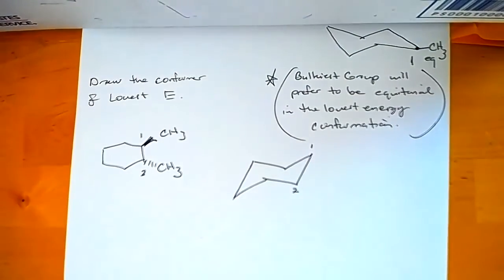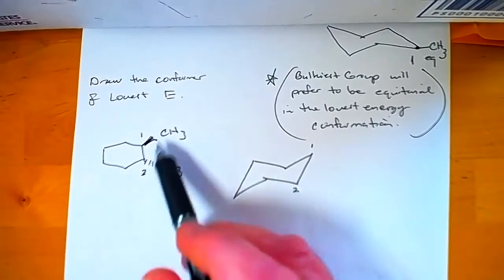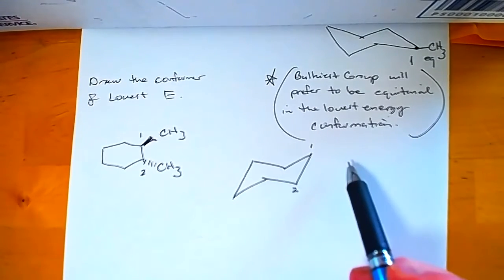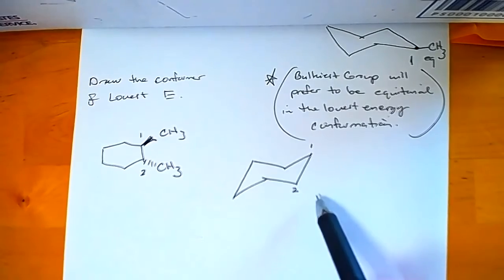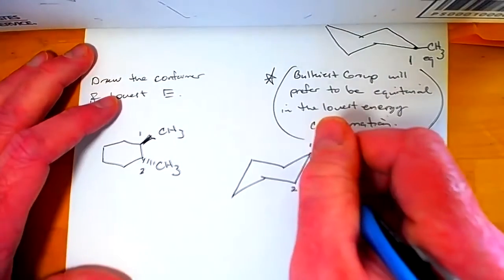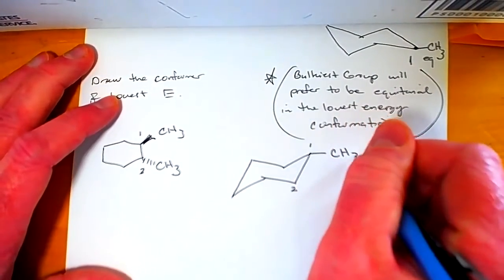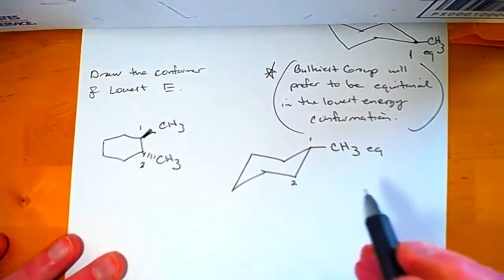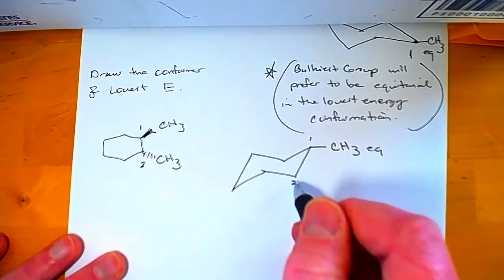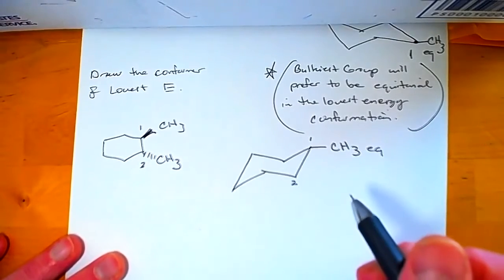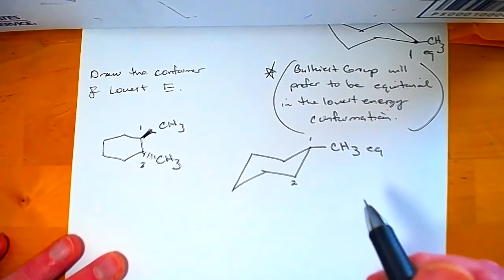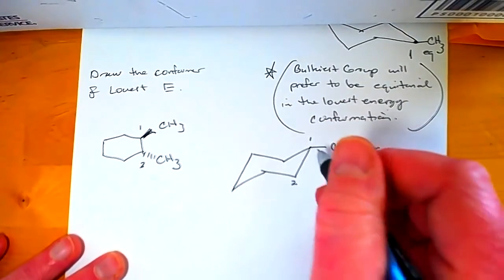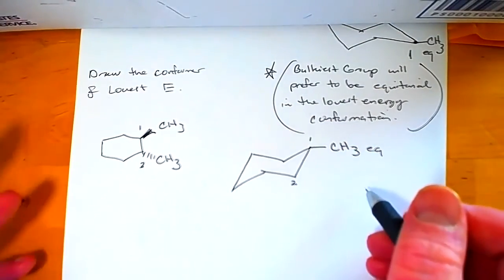Now, this is where students have trouble. You may think that the best way to draw these is to have both of those methyl groups out. And that's correct. You would have this methyl group here shooting out to be equatorial. But the reason why the second one is equatorial has really nothing to do with the fact that you want them to both be equatorial.